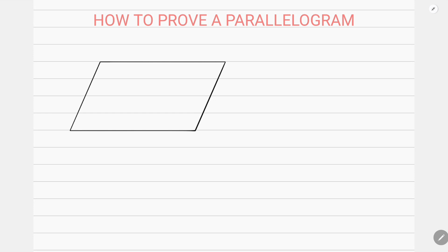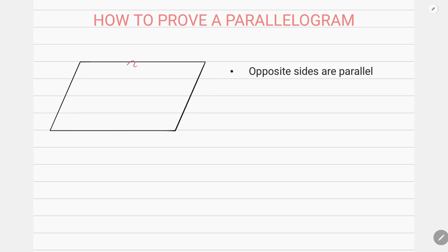So the first thing we know about a parallelogram is that the opposite sides are parallel. So this side is parallel to this side, and this side is parallel to this side. Then the second thing we know about a parallelogram is that the opposite sides are equal. So this side is equal to this side, and this side is equal to this side.